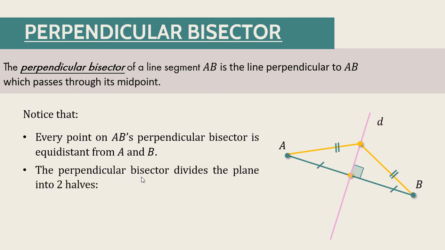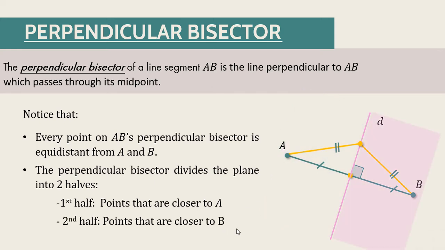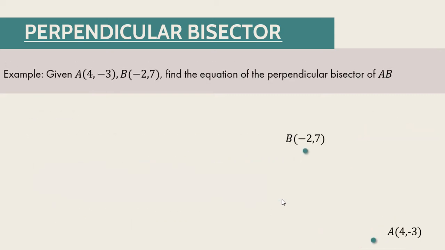And the perpendicular bisector divides the plane into two halves. The first half is points that are closer to A, like this. And the second half is points that are closer to B. Now let's have a look at an example here. Given A (4, -3) and B (-2, 7), find the equation of the perpendicular bisector of AB.